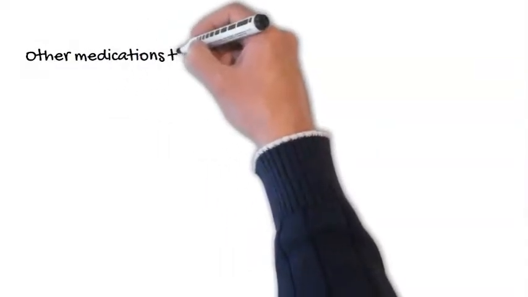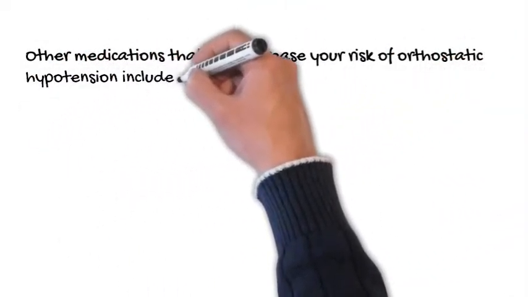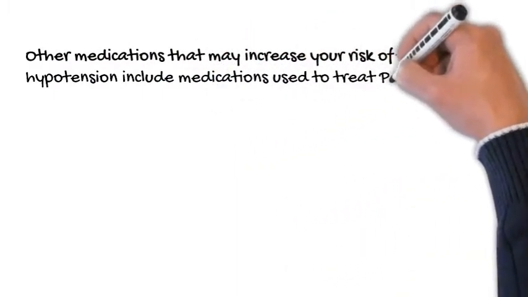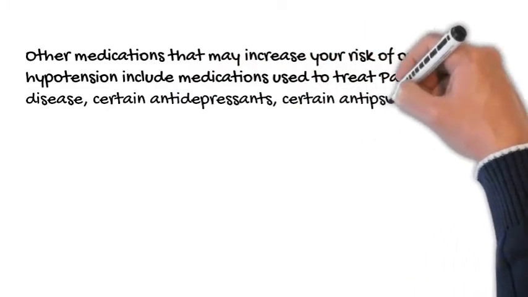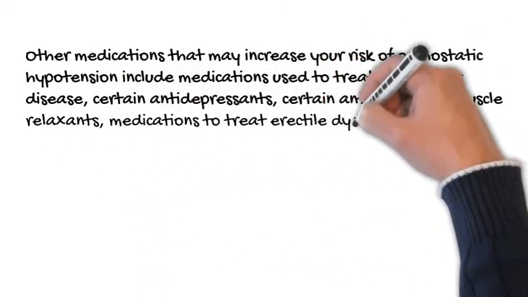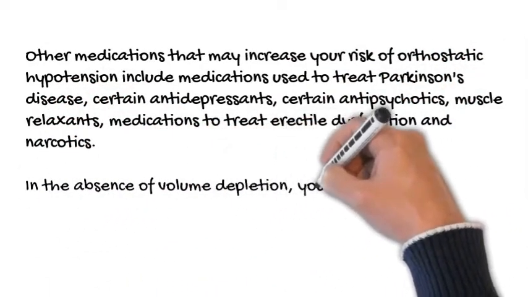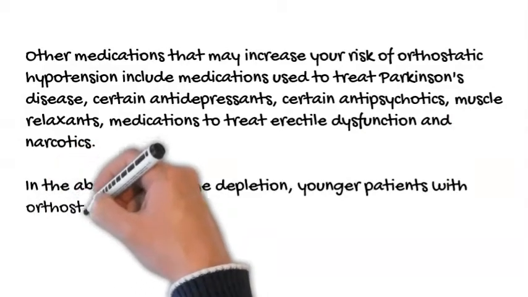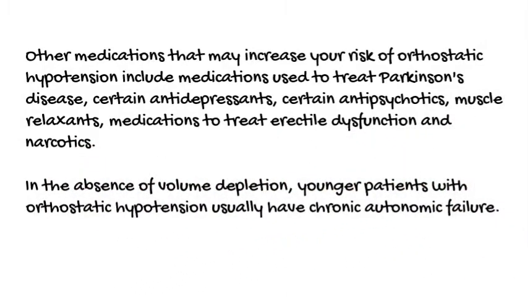Other medications that may increase your risk of orthostatic hypertension include medications used to treat Parkinson's disease, certain antidepressants, certain antipsychotics, muscle relaxants, medications to treat erectile dysfunction and narcotics. In the absence of volume depletion, younger patients with orthostatic hypertension usually have chronic autonomic failure.